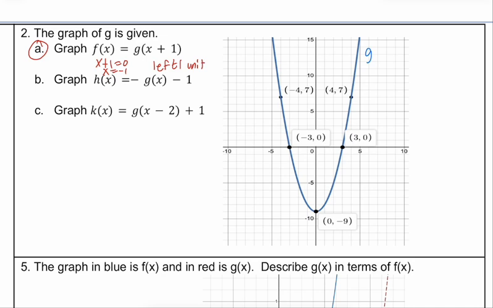So let's take the 4 good points that are labeled on this graph, and let's just pick them up and scooch them over to the left 1. So this point down here goes to the left. The vertex moves to the left. All of these move to the left 1 unit, and now let's draw our parabola. So there is how we would graph f of x.